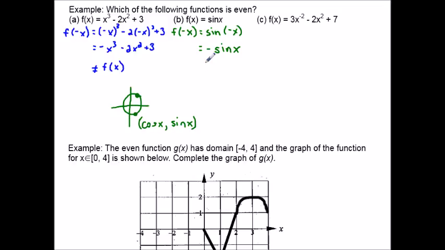When I look at this and see if it is the same as my original, it is not, so this is not equal to f of x, and it is not an even function.